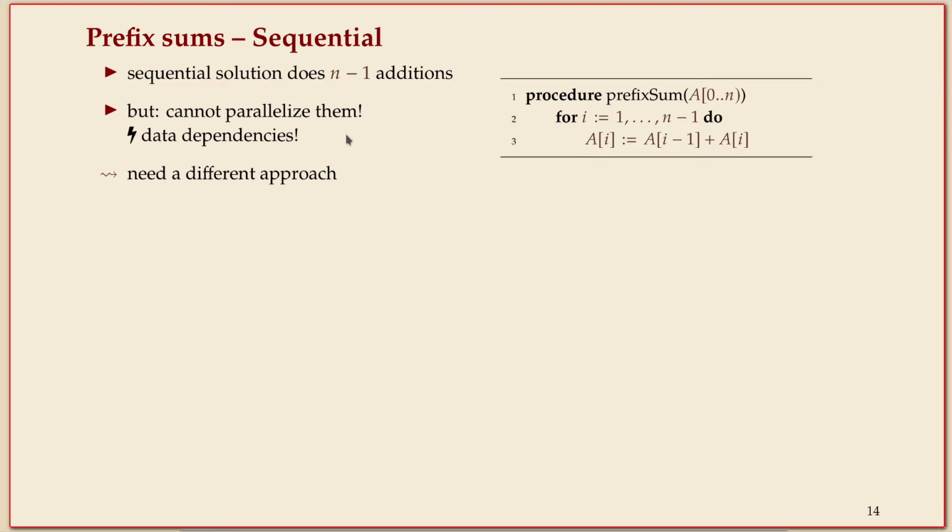Now, the big problem for parallelizing this, of course, is that's maximal data dependency. Every operation, every iteration of this loop uses what was just computed in the iteration before. So that's not going to work for parallel, not if you want to get the parallel time down.